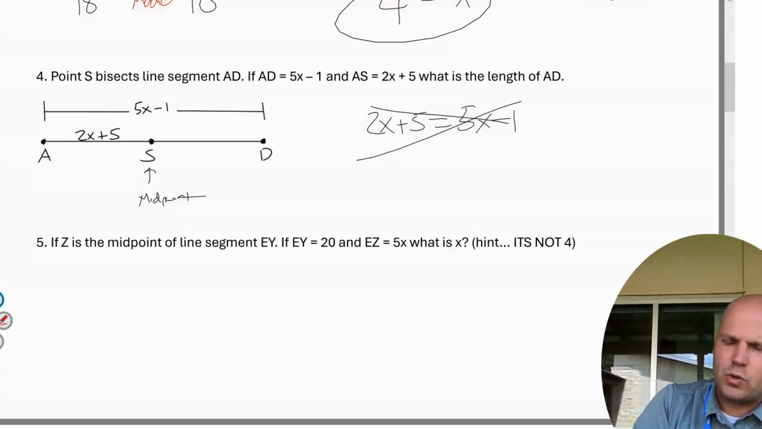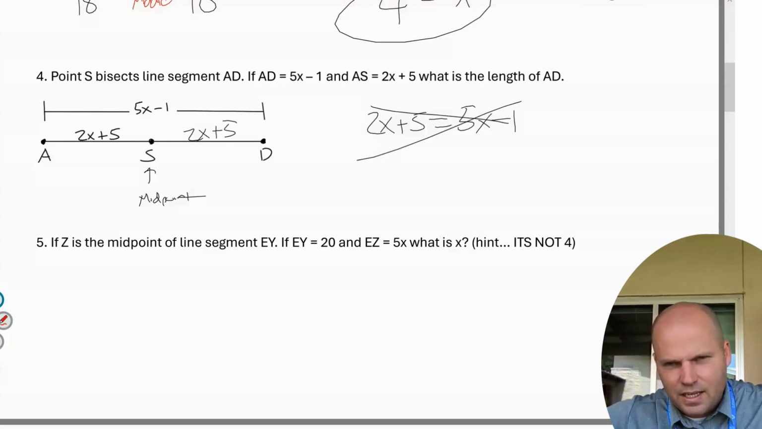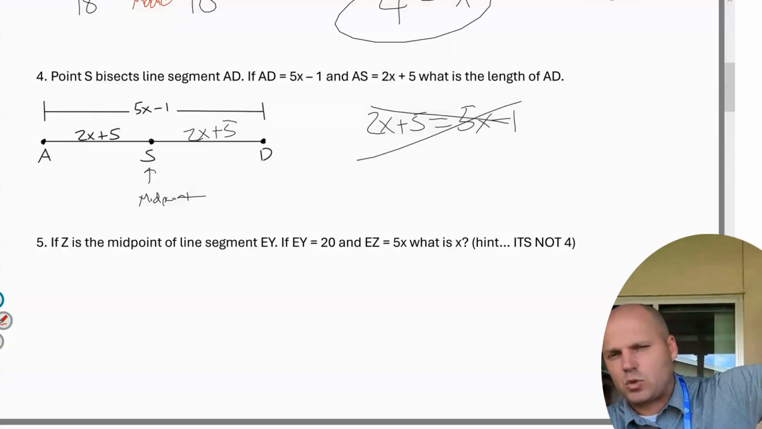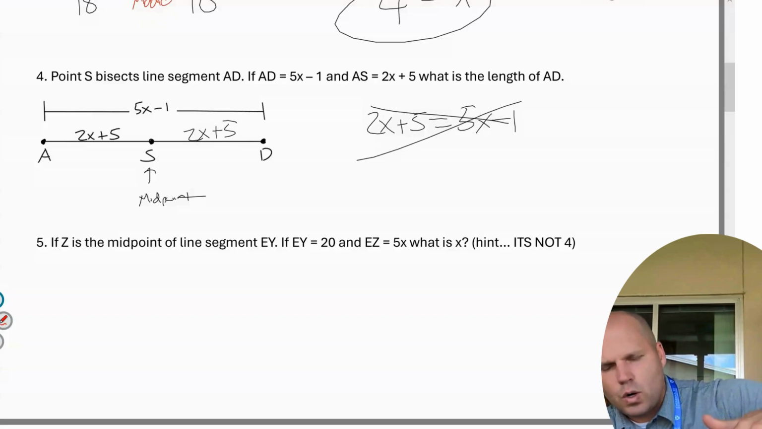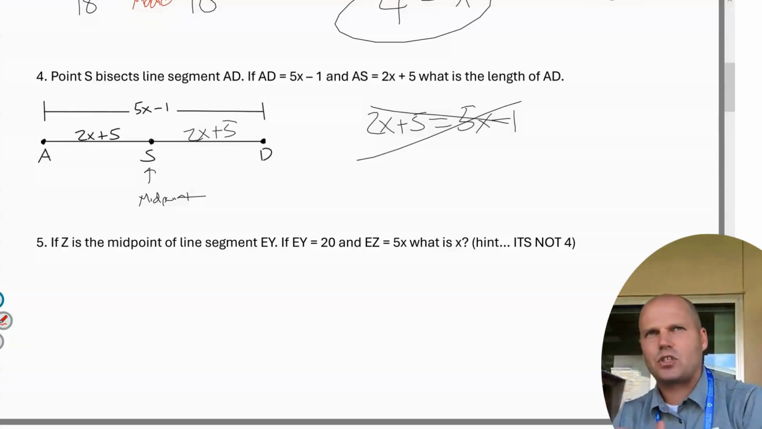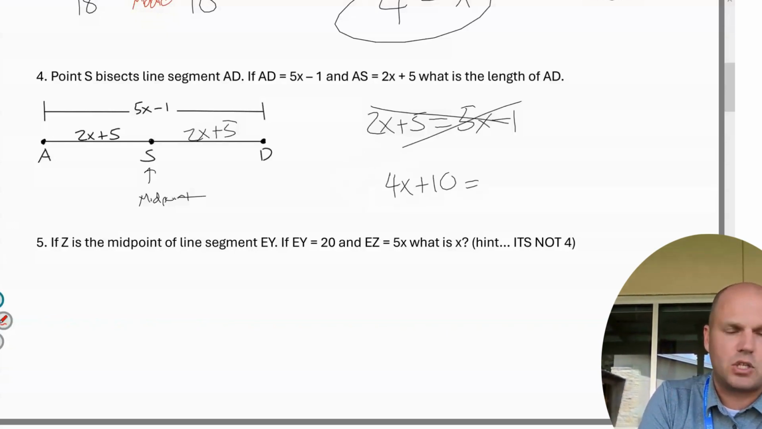So what we can either do is double this. We could say if that's 2x plus 5, this has to be 2x plus 5. We can double it to get 4x plus 10. We could actually take 5x minus 1 and divide that by 2 to get 2.5x minus a half and set that equal to 2x plus 5. I wouldn't want to do that, though, because I'd have decimals. So I would just get 4x plus 10 by doubling 2x plus 5 equals 5x minus 1. Solving this, I get x equals 11.